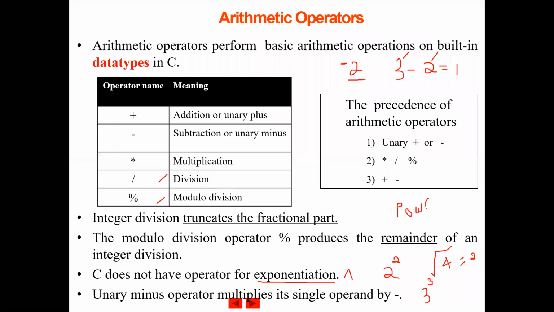We will be using pow and passing two arguments to the function. If you want to find 4 raised to 2, we have to pass 4, 2. If you want to find 3 raised to 2, we have to pass 3, 2. Got it? First will be the number, followed by the power to be raised. So pow is a function and it is available in math.h. So this will be our arithmetic operators.